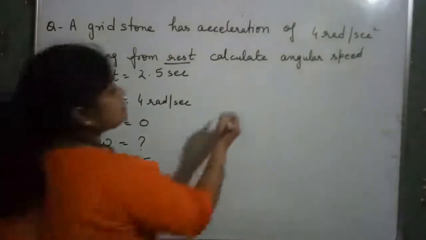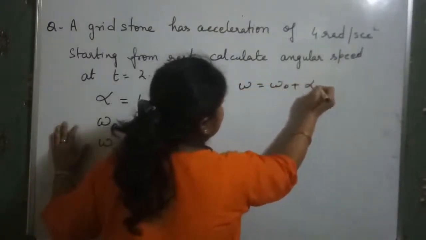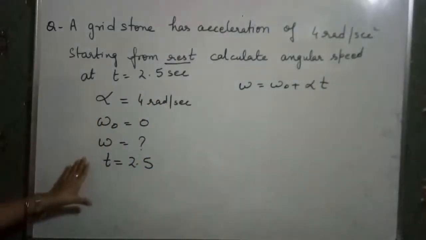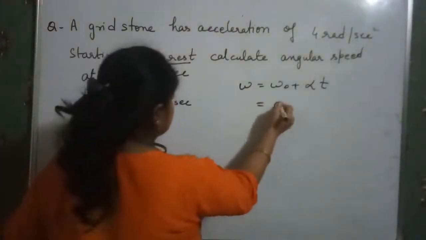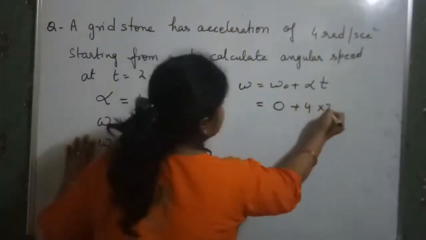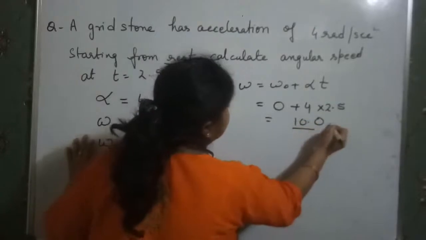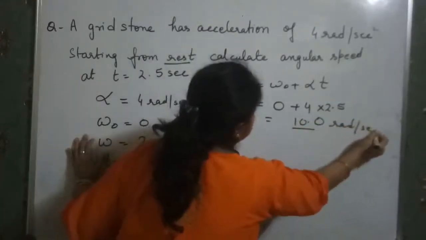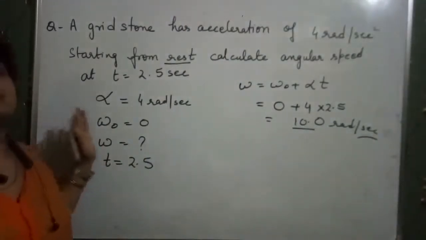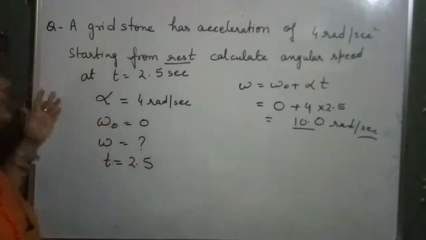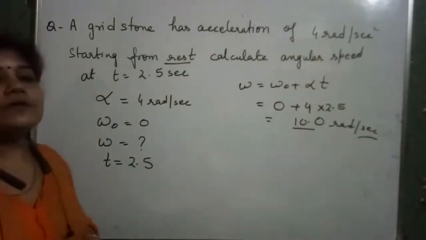Now we have three equations. Omega is equal to omega 0 plus alpha t. So when we put all the values in the equation, we can easily find the value for omega. Now omega 0 is 0, alpha is 4, and t is 2.5. So we have 10 radian per second. So in this way, we can easily analyze the question as we do in case of Newton's laws of motion. In the same way, we can apply the different rotational equations and find out the answers.